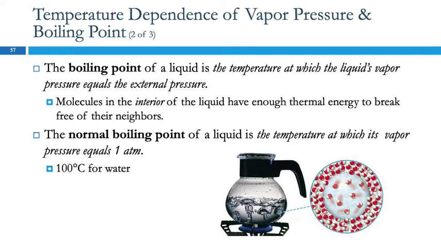Boiling. The boiling point of a liquid is the temperature at which the liquid's vapor pressure equals the external pressure. So what's happening here, we have a pot of water boiling, right? We're getting these big bubbles that form. What's in those bubbles? It's not air. It's water vapor or steam.